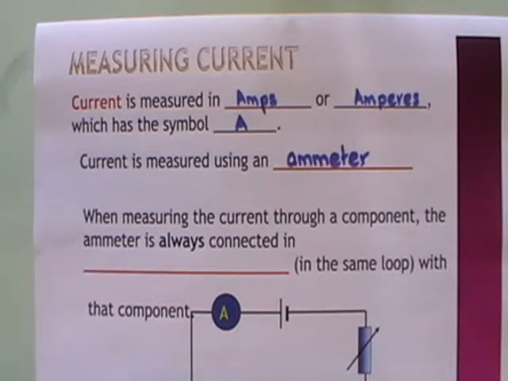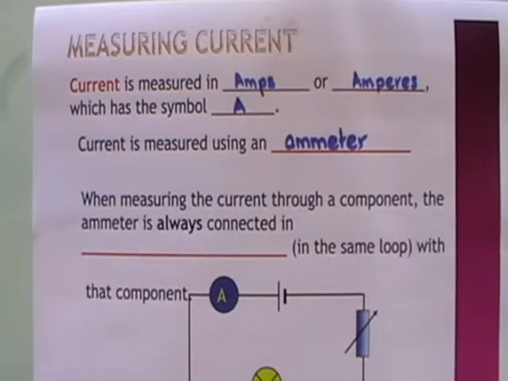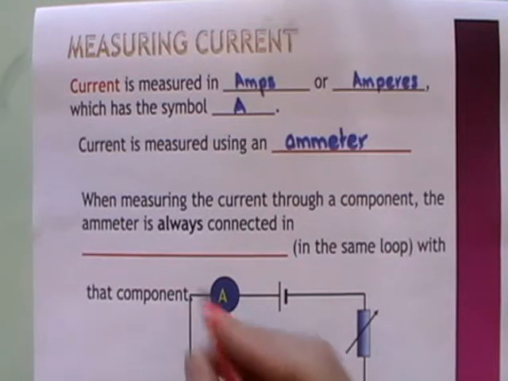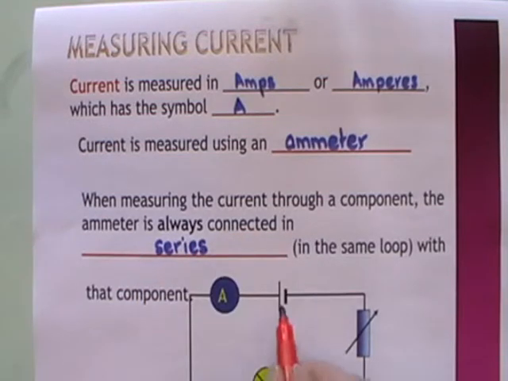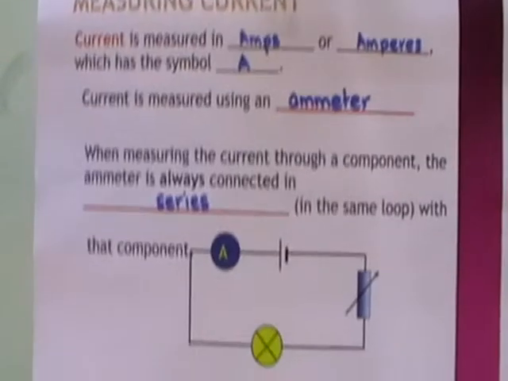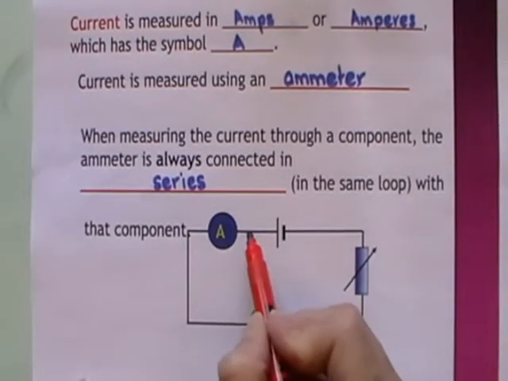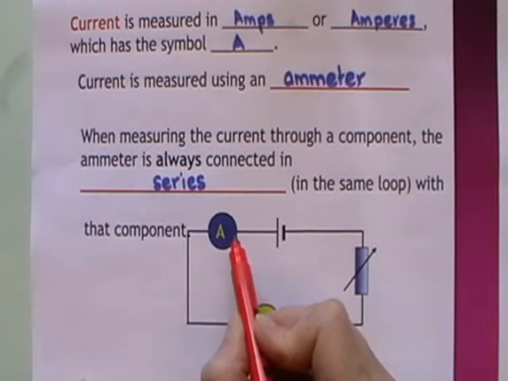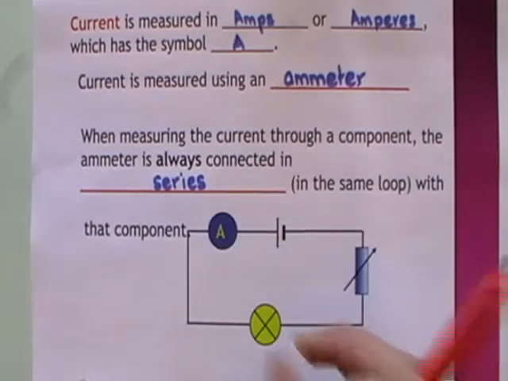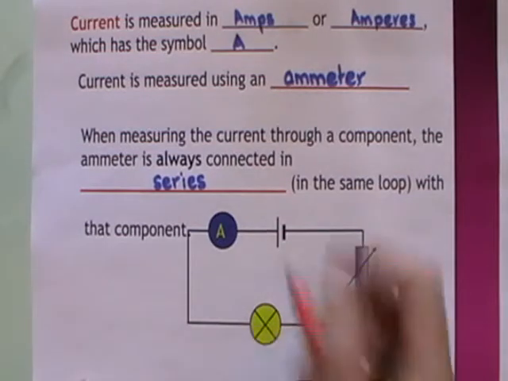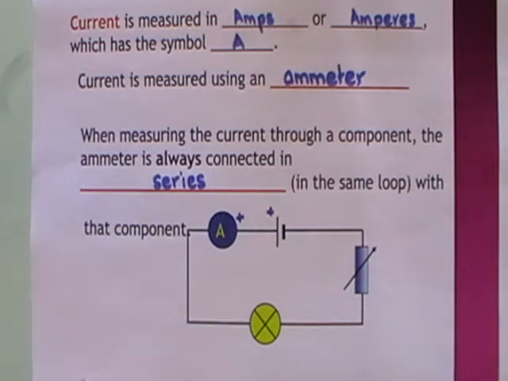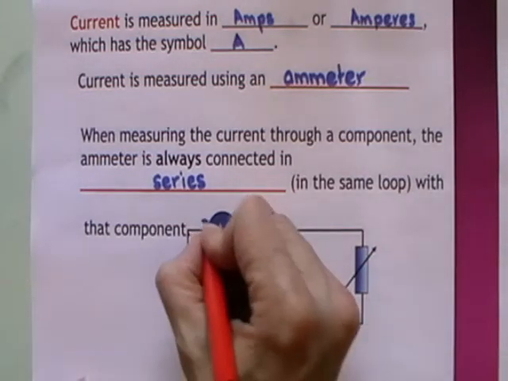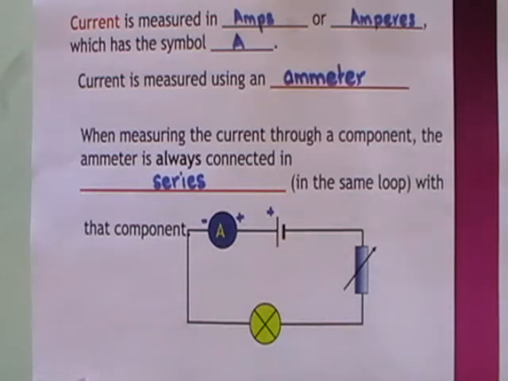When measuring current through a component, the ammeter is always connected in series, and we'll be saying a little bit more about series and parallel in a minute. But series is in the same loop, so it has to be connected somewhere beside it. And if you have a circuit where you want to connect an ammeter in, you must take out a link and make a gap to put your ammeter into. And therefore you must connect the positive side of the ammeter to the positive side of the cell, and the negative side then, if you follow that on round, should be connected to the negative side of the cell.